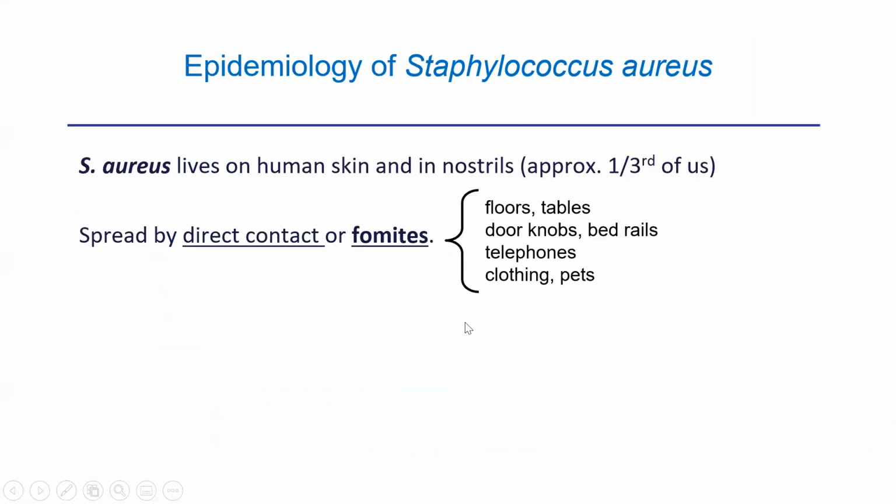In terms of epidemiology, it can live on your skin. It likes a little more moist places, so around the nostrils and armpits and things like that. It tends to like a little bit more moisture than Staphylococcus epidermidis, and it can be spread by direct contact or spread by fomites, so doorknobs, you name it. So very easy to be spread all over the place.